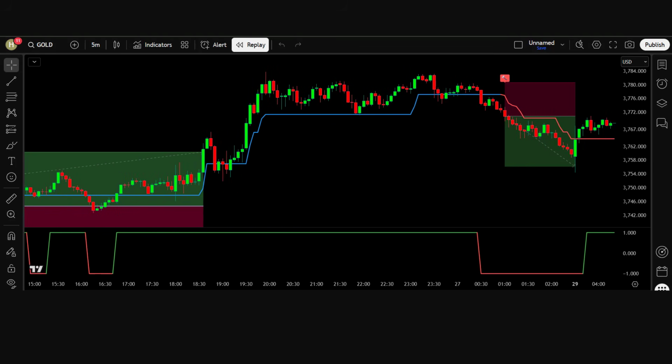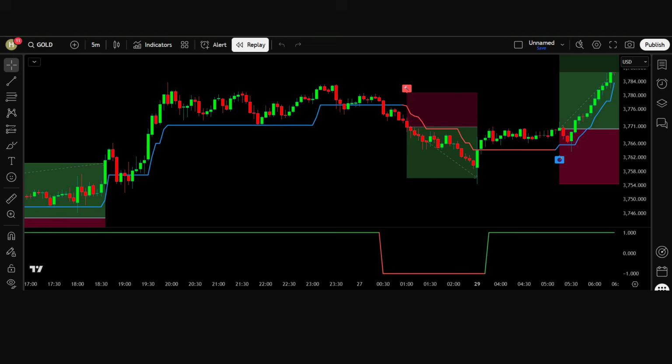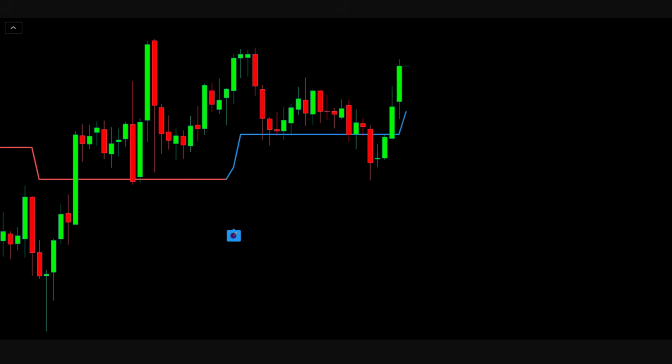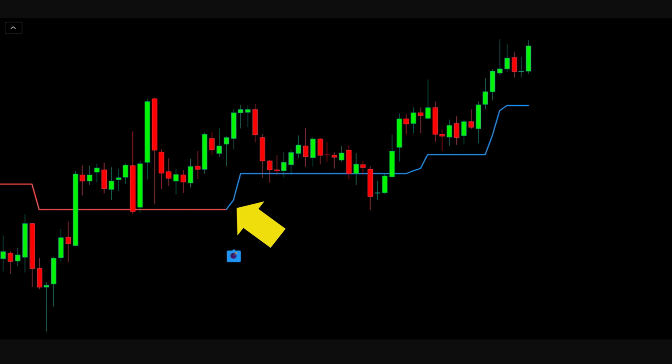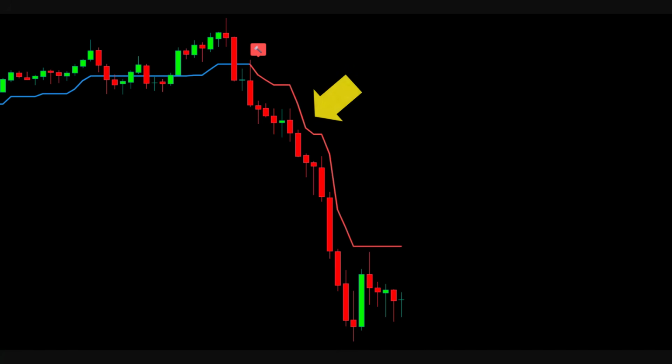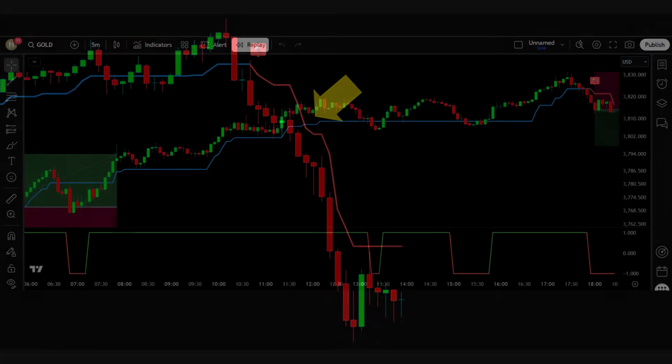This indicator automatically tracks market direction by plotting a smooth dynamic line that changes color based on the trend. When the line turns green, it signals a possible buy zone, the bulls are in control. When it flips to red, it's time to sell or stay out, bears have taken over.